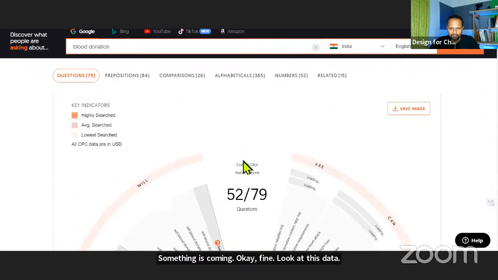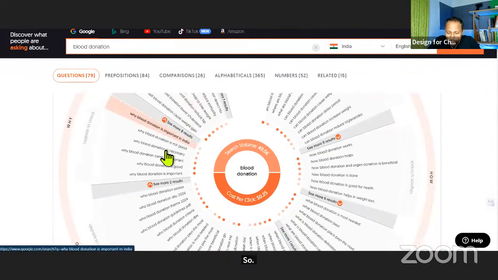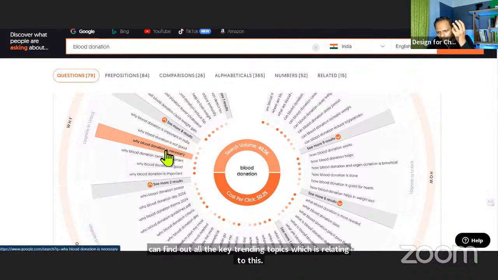Look at this data. So, look at this, guys. How many topics are coming here? You can find all the key trending topics relating to this. You can find out from Google Analytics also and understand what the real problem is which the market is asking with respect to blood donation.